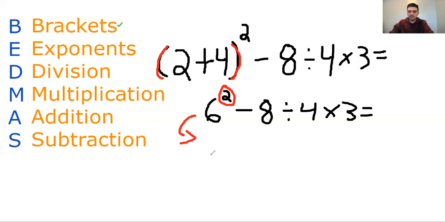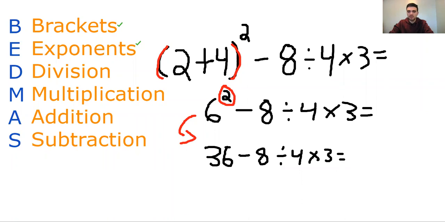I know this kind of gets complicated, but try and just think about it as one step at a time. 6 times itself becomes 36, and I'm going to change nothing else. Minus 8 divided by 4 times 3 equals. Okay, so that was step 2. I can put a check mark next to my exponents. Very good. Do I have any division or multiplication?